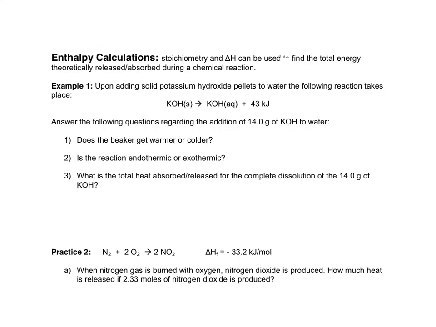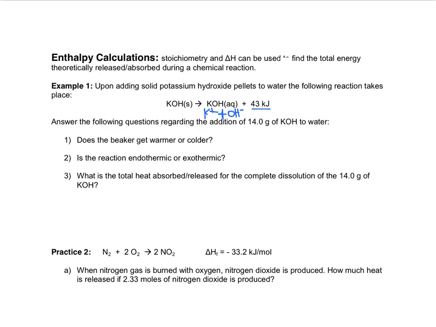All right, so when I'm calculating enthalpy, enthalpy calculations use stoichiometry and delta H to find the total energy that is released or absorbed during a chemical reaction. So here's an example. Upon adding solid potassium hydroxide pellets to water, the following reaction takes place. Keep in mind this is really K plus and OH minus because it's aqueous, which just means dissolved in water. So the solid is dissolving, and in this case, it's positive 43.